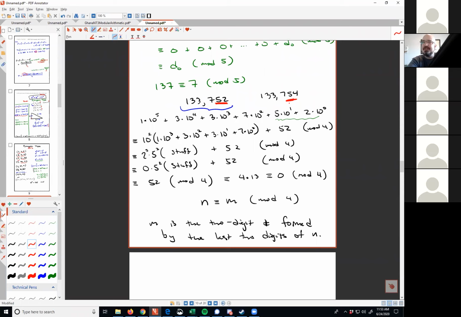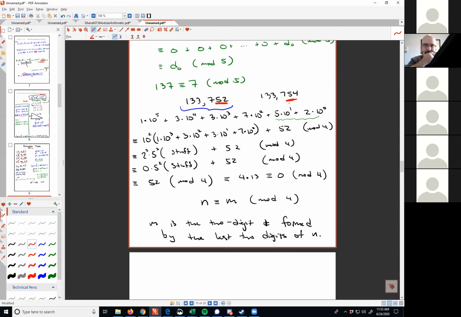So to determine whether an integer is a multiple of 2, 5, or 10, we just need one digit, just the units digit. If we want to know whether a number is a multiple of 4, we use the last 2. Can you think of another modulus where we could use the last two digits?